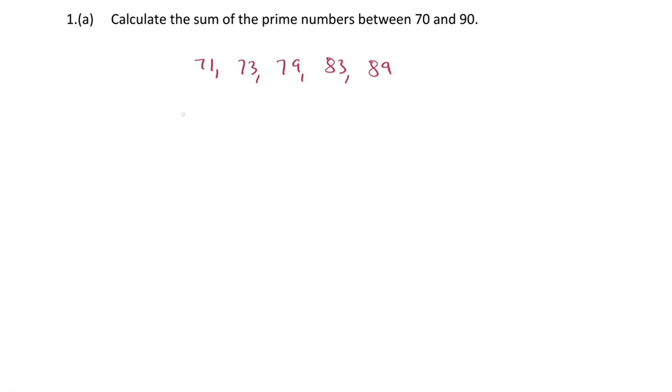Next we are going to find the sum of these numbers. So we are going to take 71 plus 73 plus 79 plus 83 plus 89, of which after summing the values we are having 395, and this is going to be our answer.